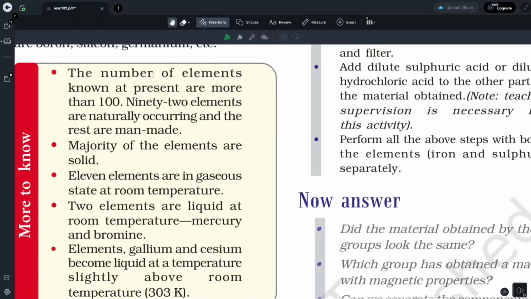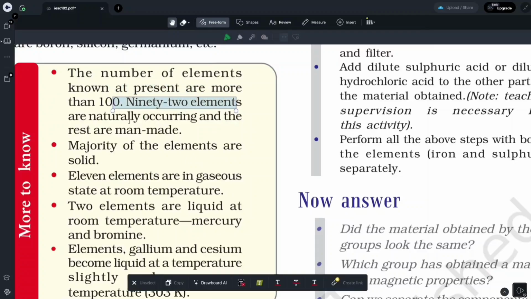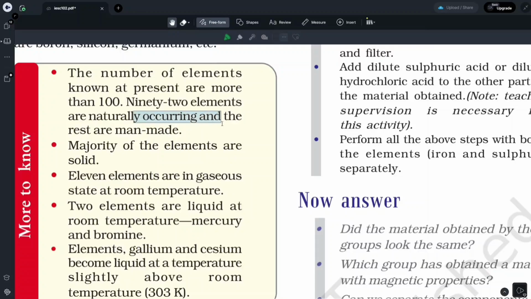More to know. The number of elements known at present is more than 100. 92 elements are naturally occurring and the rest are man-made.